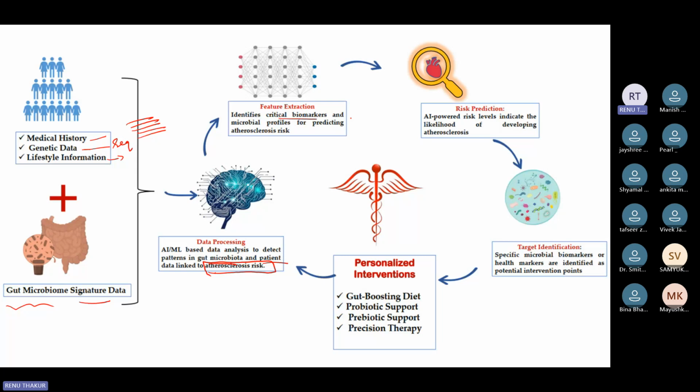So all those things will be provided. Identify critical biomarkers and microbial profiles for predicting atherosclerosis risk. So the algorithm will be run, and after its successful completion, it will provide the biomarkers. Whenever you go for a diagnostic test, let's suppose sonography or ultrasound, look at what the report says. Try to have a look at all those things, because it provides a lot of information. It generally gives comments, and a final interpretation is mentioned below the report.